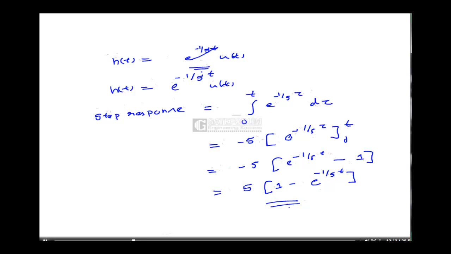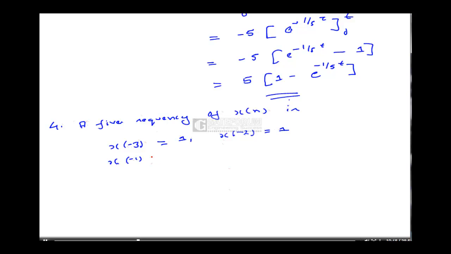Again, one more question. This question is quite interesting, and it just uses a very simple concept. A 5-point sequence x[n] is given, that is given as x of minus 3 equal to 1, x of minus 2 also equal to 1, x of minus 1 equal to 0, x of 0 equal to 5, x of 1 equal to 1.